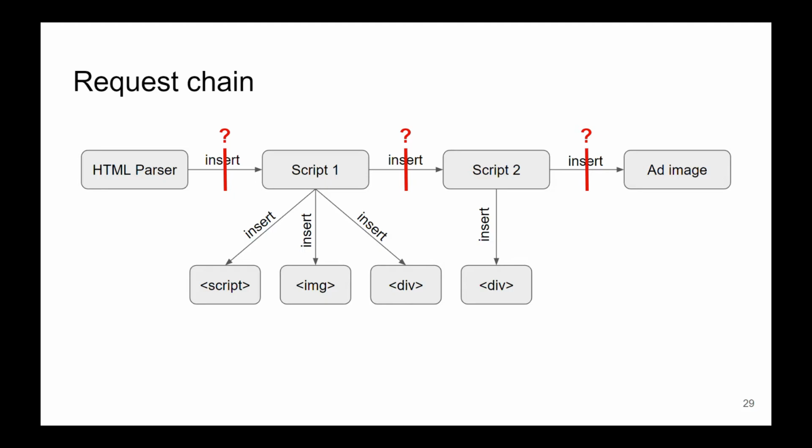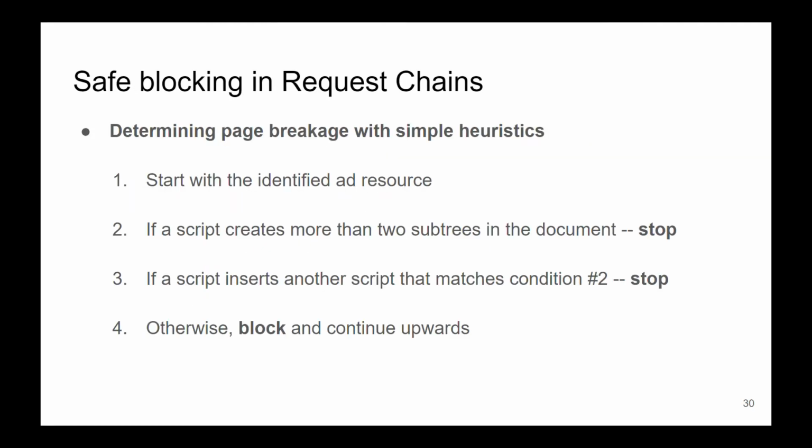And in order to determine that, we want to break the page as little as possible. So we need to determine some safe blocking in these request chains. And we do that with a simple heuristic. So we start with the identified ad resource, and if it's a script and the script creates more than 2 subtrees in the document, then we stop. That script is not safe to block. And if it's a script that inserts another script which matches the previous condition, then we stop, because that's not safe to block. Otherwise, we block and we continue upwards in the chain.